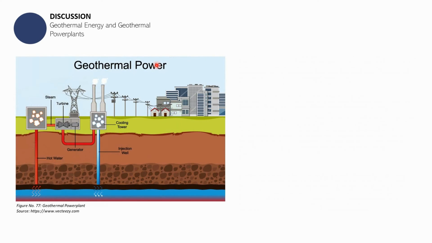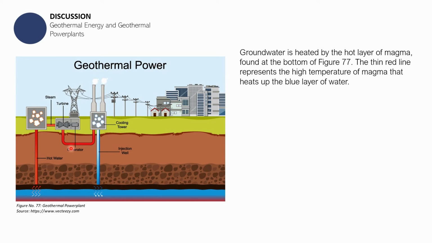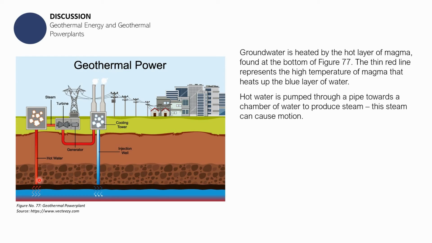Okay, so ayan. A geothermal power plant has a very simple setup. So groundwater is heated by the hot layer of magma I found at the bottom of figure number 77 right here. So yung very thin na red line right there is representing the high temperature ng magma na hinheat up yung blue layer. Ito naman blue layer na to, ito naman si water. Tapos ito yung permeable na cap rock na sinasabi kanina. So dyan pwede mag-seep yung hot water. Yung hot water niyan, pwede siyang ma-pump through pipes towards a chamber right here to produce steam.